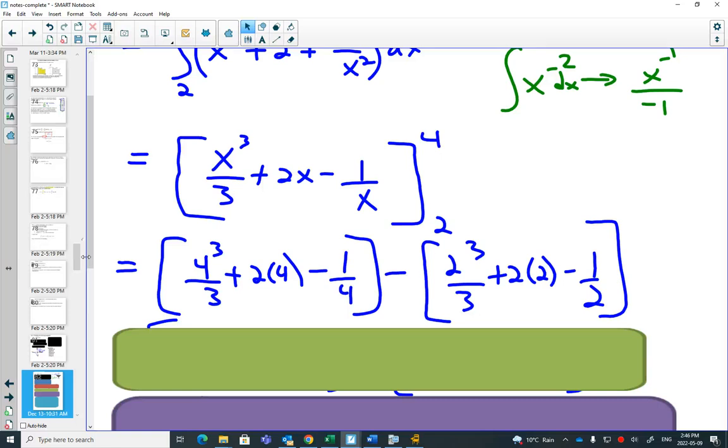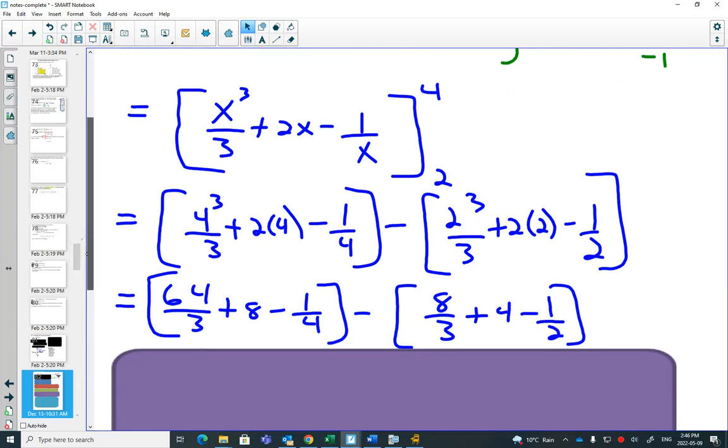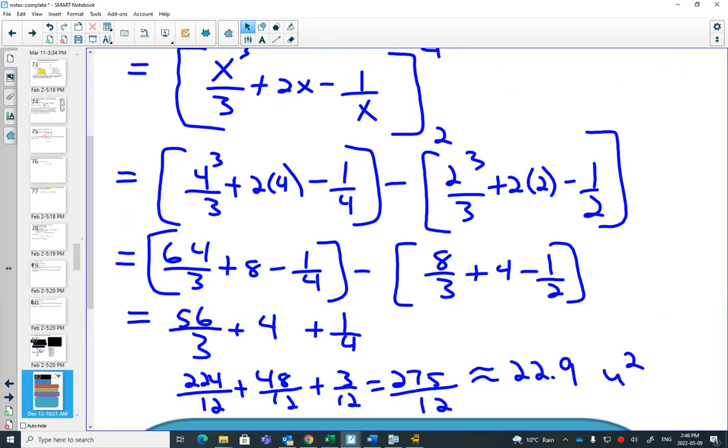Right? Some things you might be able to simplify within. And as a result, you get 275 over 12. Of course, you could do all those calculations. They would just take time, which rounds to 22.9.